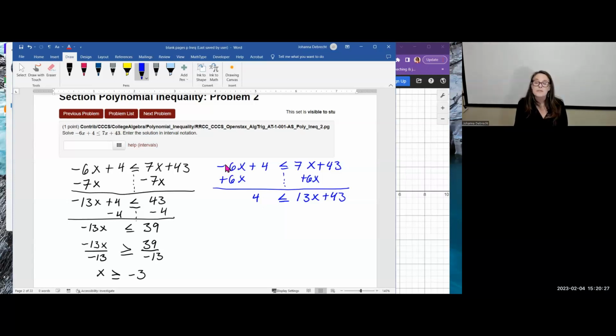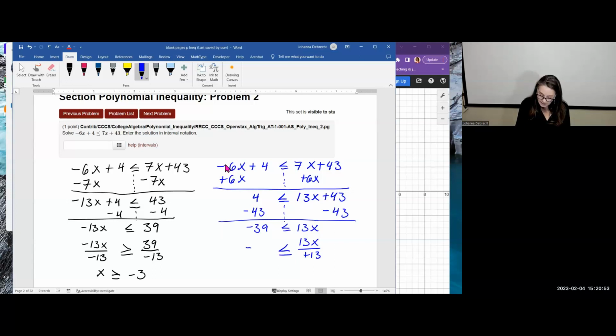Okay, so now let's move the 43 by subtracting 43 from both sides of the inequality to isolate the 13x. So again, we do one on the left side of the inequality, one on the right, and that gives us negative 39 less than or equal to 13x. Now I want to isolate x, so I divide by a positive 13, but the number I'm dividing by is positive, so the symbol does not turn around. It stays in the same direction. And this gives me negative 3 less than or equal to x.